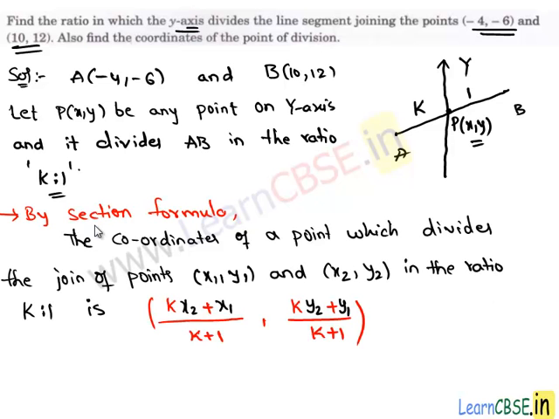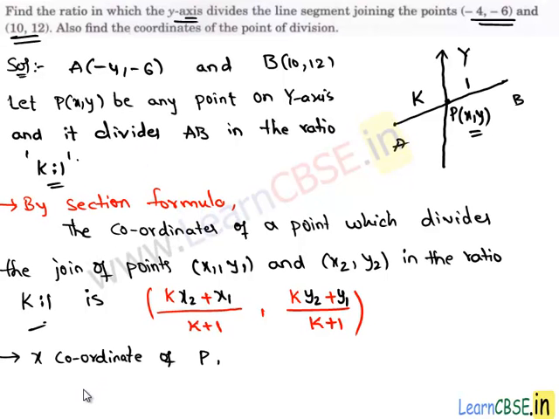And here we have the section formula: the coordinates of a point which divides the join of any points (x1, y1) and (x2, y2) in the ratio k:1 is (k x2 plus x1) divided by (k plus 1). Similarly, the y coordinate is (k y2 plus y1) divided by (k plus 1). So let's use this section formula to find the coordinates of the point of division P.